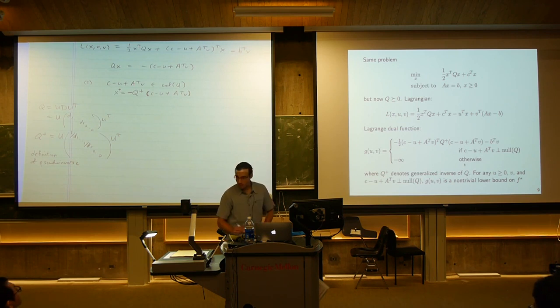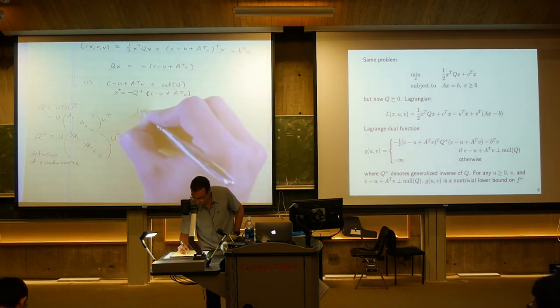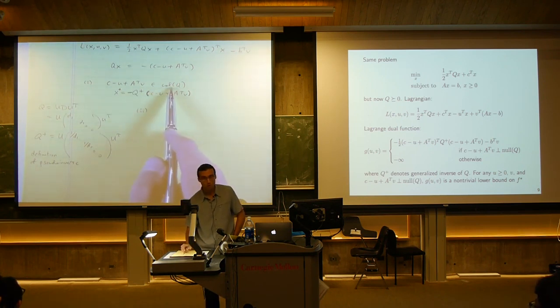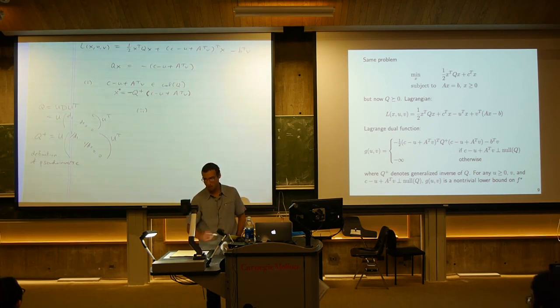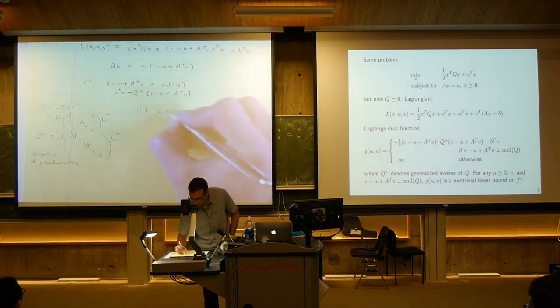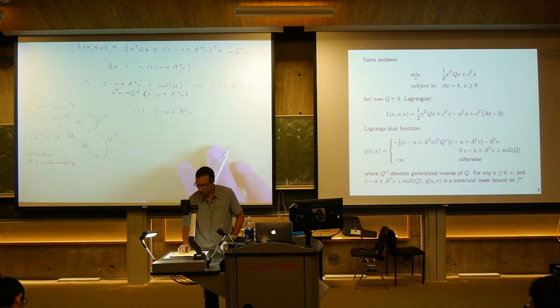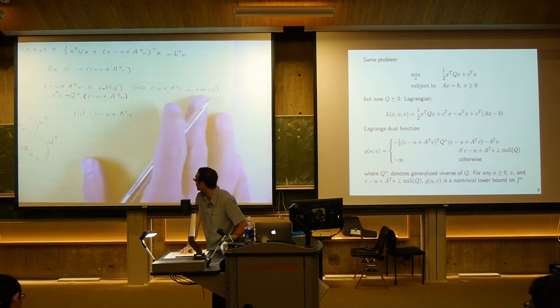Okay, but there's one other case we didn't consider, and that's the case when this has some component that's actually not in the column space. Okay, it has some component that's in the space orthogonal to the column space, which is the null space. Because this matrix is symmetric, its column space and its null space are orthogonal complements. So I can actually rewrite this as C minus U plus A transpose V is orthogonal to the null space, because the column space and the null space are orthogonal complements for a symmetric matrix.